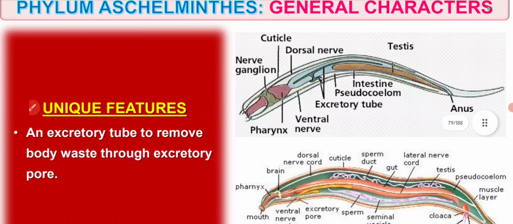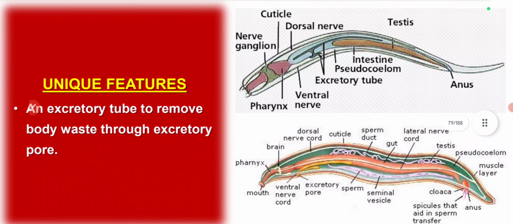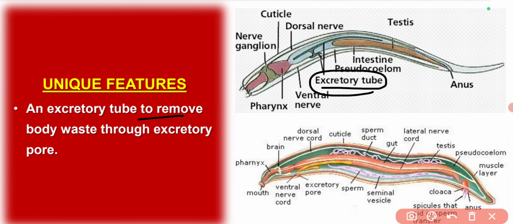Some other unique features: an excretory tube to remove body waste through the excretory pore. As you can see in the diagram, the excretory tube is a unique feature present in this particular phylum, which removes the body waste through the excretory pore.